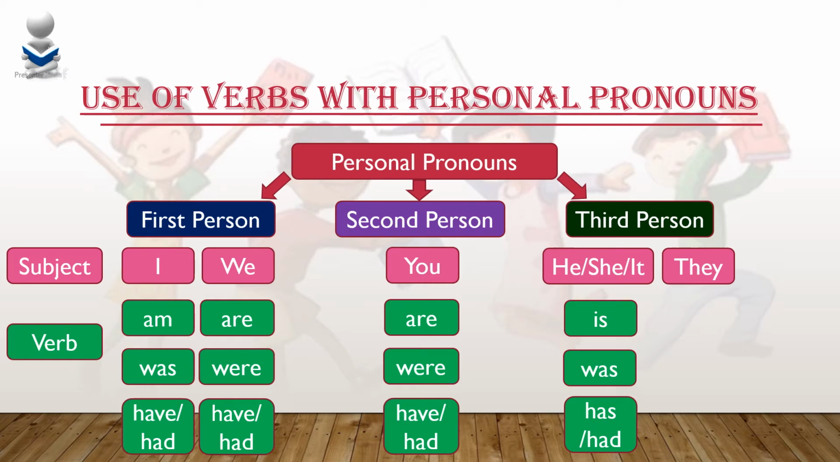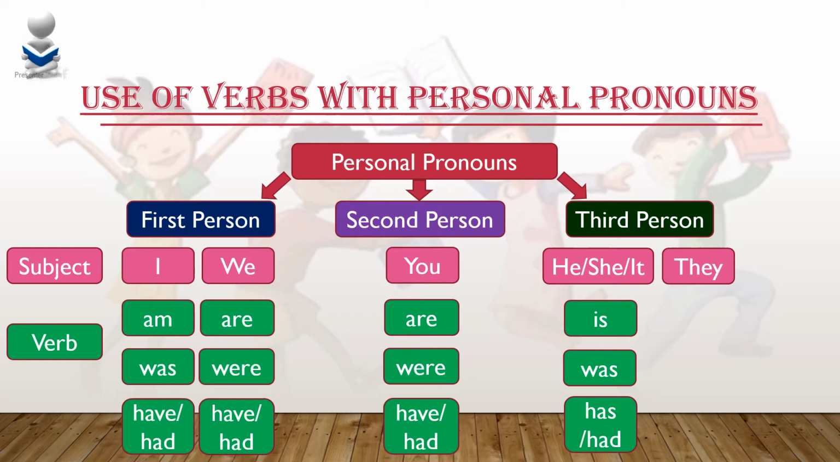So the verbs that you can use over here are is for present, was for past, has and had. So you can use he is, she was, it has, he had. These are the verbs that you can use with third person personal pronouns. Now moving on to the plural subject, that is they. With a plural subject, you always have to use a plural verb.